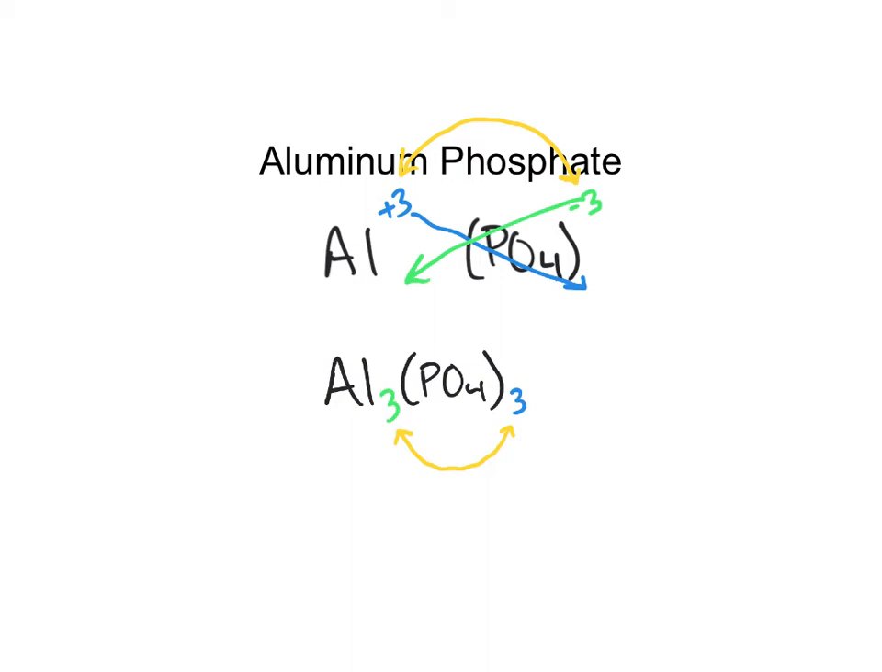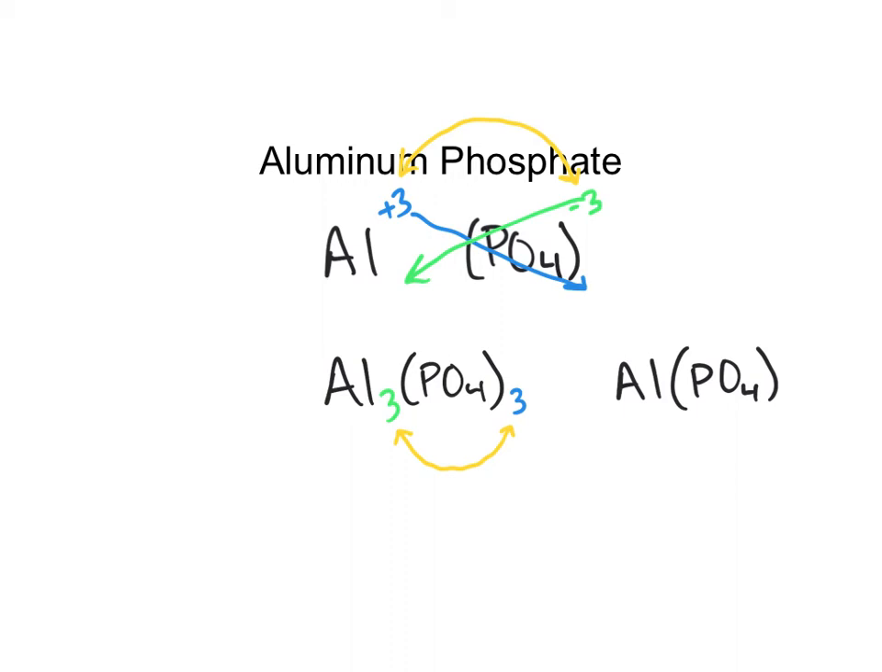So if I divide 3 divided by 3, I get 1. And the other one, 3 divided by 3, I get 1. So the correct answer is AlPO4. And that's it. No 3s or no 3 subscripts are in the equation.